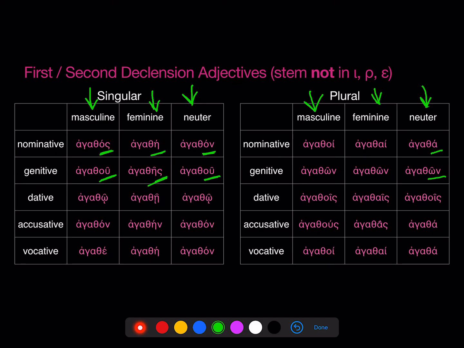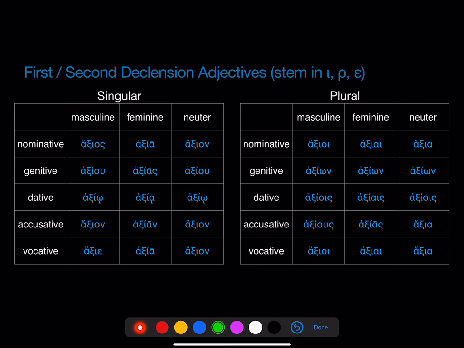Okay? So here's an example, agathos, agathe, agathon. Its stem is not in iota, rho, or epsilon, and that's why it has the eta there, right? If you do have a stem in iota, rho, or epsilon, you have the long alpha instead.